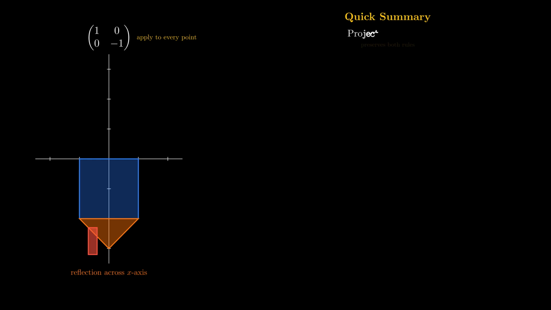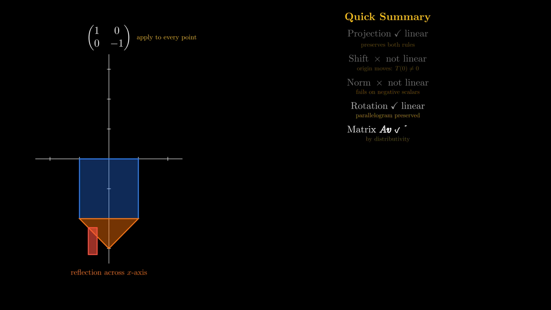Quick summary. Projection is linear. Shift is not linear because the origin moves. Norm is not linear because negative scalars break it. Rotation is linear. Matrix multiplication is linear. 3 takeaways. 1. Linearity means T of cv plus dw equals c times T of v plus d times T of w. 2. T of 0 must equal 0, your fastest diagnostic.